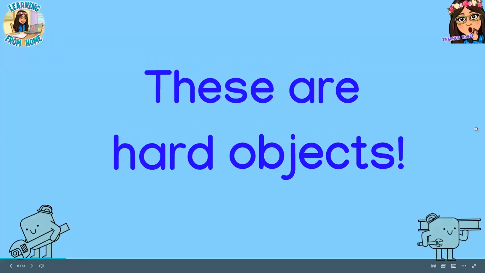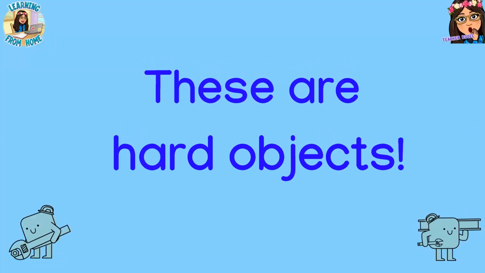Correct. Okay. So when we feel the hard objects, they are firm to hold. Be careful because when those hard objects hit you, you might get yourself injured. Now here are some examples of hard objects. Let's begin.